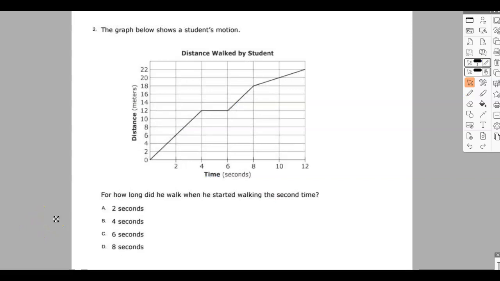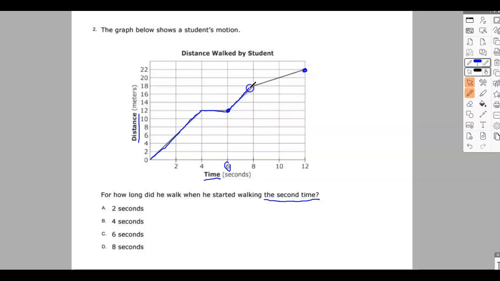Now, as we move into number 2, this is showing the motion of a student. I'm going to do what I'm supposed to do. This is a distance time graph. So I know that these motions are going to mean different things on this graph than it would have on a speed time graph. How long did he walk when he started walking the second time? Okay, so I see the first walk. I see him take a break. Now I'm going to see a second walk. Now we start that second walk, if you agree with me, at 6 minutes. And our graph stops here.